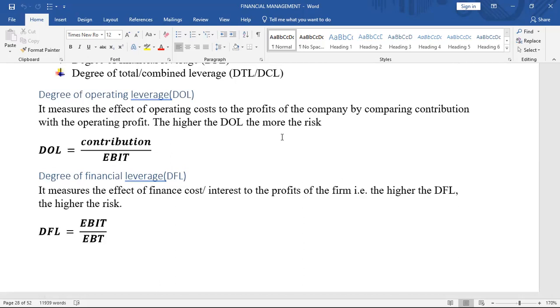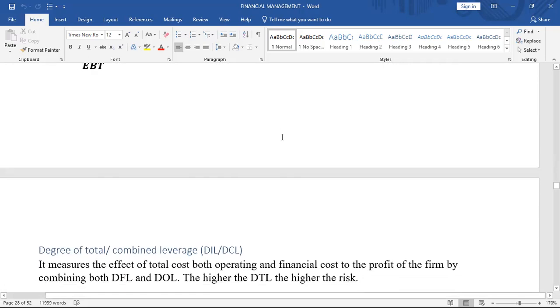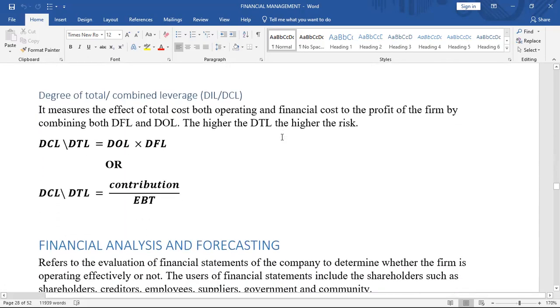You divide by EBIT. Now, the degree of financial leverage, the DFL, measures the effect of finance cost or interest on the profits of the firm. For the DFL, we take the earnings before interest and taxes and divide by the earnings before taxes. The last one is the degree of total or combined leverage, which measures the effect of the total cost, both operating and finance cost, on the profit of the firm by combining both the DFL and DOL. For the DTL, the higher it is, the higher the risk.